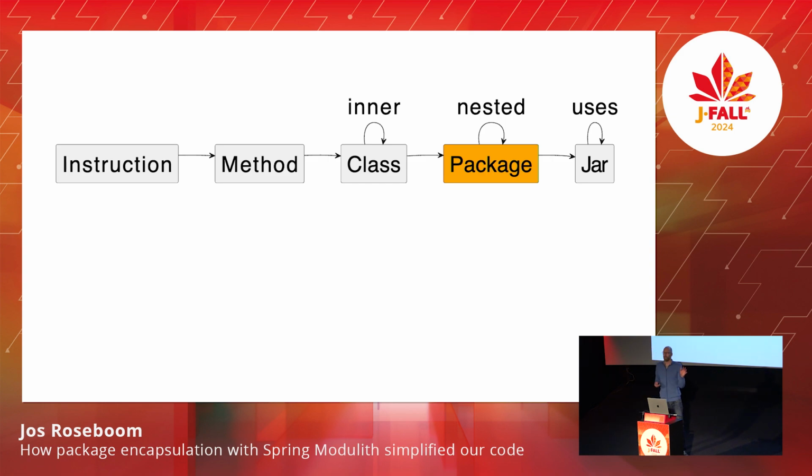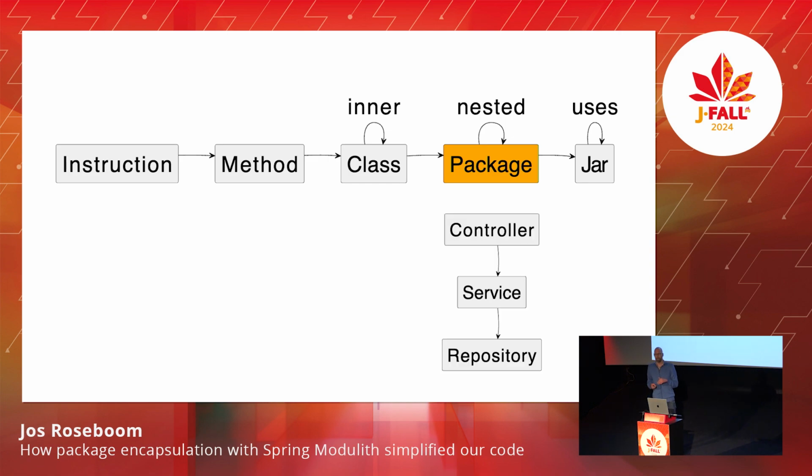We all have to make those decisions, unless you have a really small project where you just put 5 classes in the root package. But most of the time that's not the case. What we often do is group them by the role they have. So for example, we have a controller package, a service package, a repository package. Probably there are more roles in your application, but that's the way we group them.